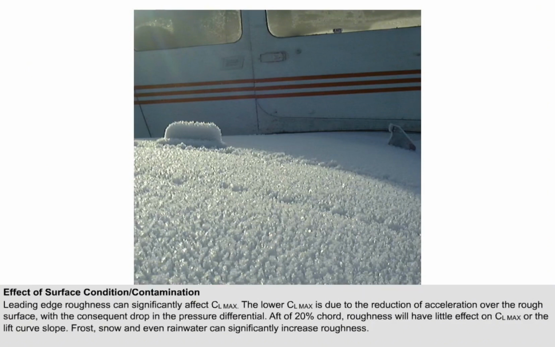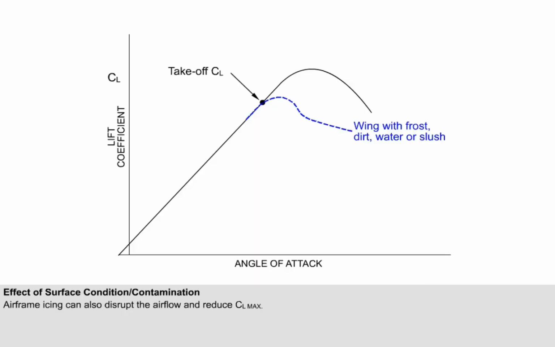Frost, snow and even rainwater can significantly increase roughness. Dirt or slush picked up from contaminated parking areas, taxiways and runways will also have a serious effect. In-flight airframe icing will accumulate on leading edges and can also disrupt the airflow and reduce CLmax.